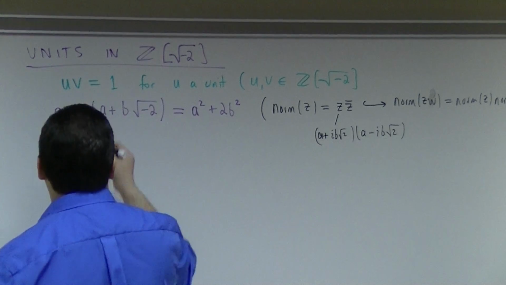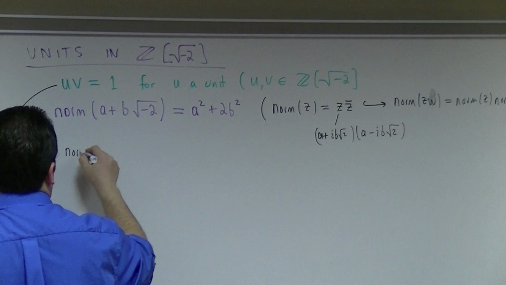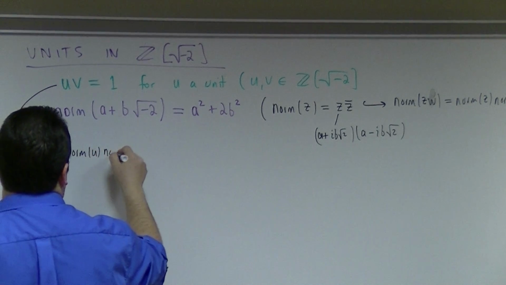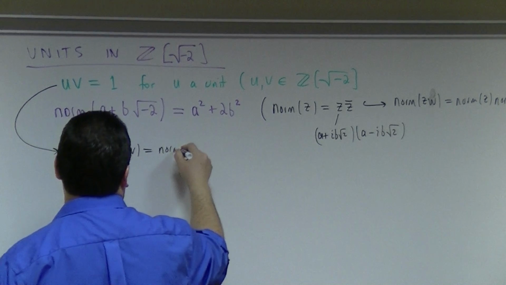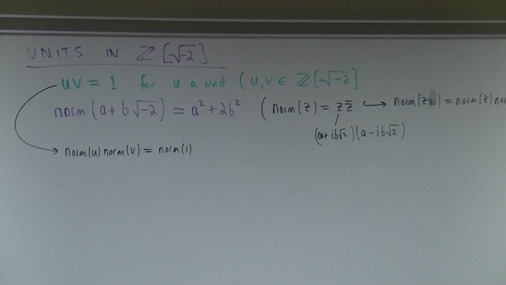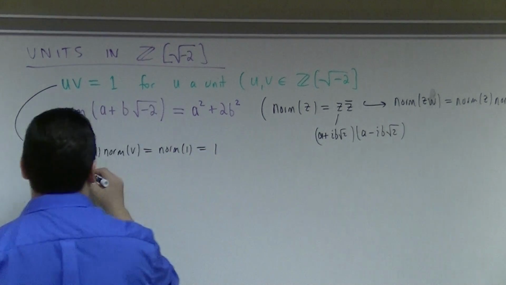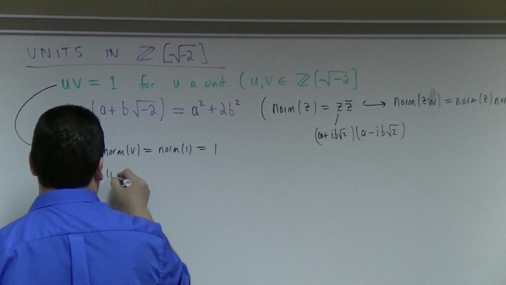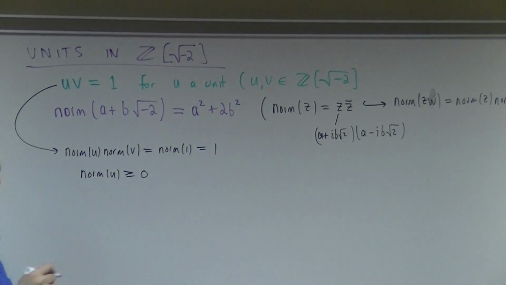So once we know that, what does that say about a unit? What's the norm of 1? 1, right? And by the way, the norm of u is what? It's greater than or equal to 0, and more to the point, it's an integer, right?